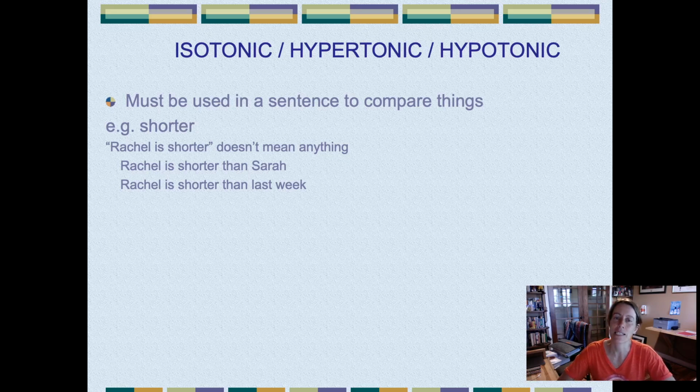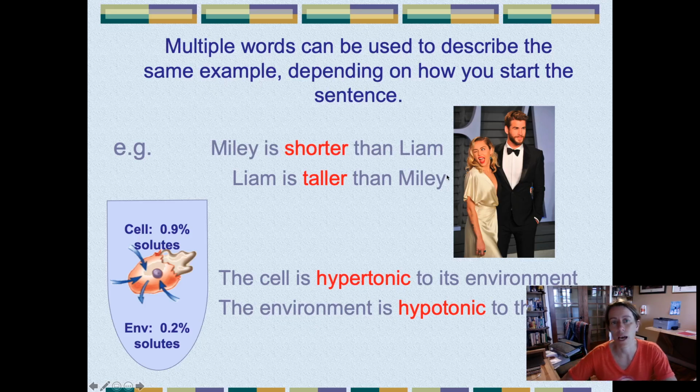So you can't just say a cell is hypotonic, period. That's like saying Rachel is shorter. It doesn't help us. You got to compare it to something else. So you can say a cell is hypotonic compared to the outside environment. You always have to have that compared to for it to really make sense. One other thing, and this drives me kind of crazy, is that you can use different words, hypotonic and hypertonic, to describe the same diagram.